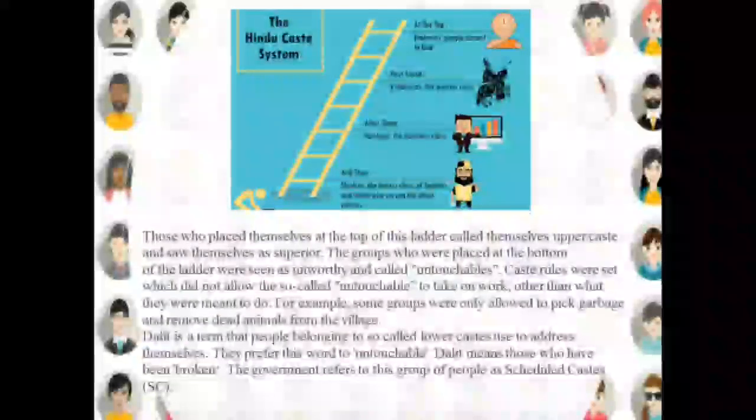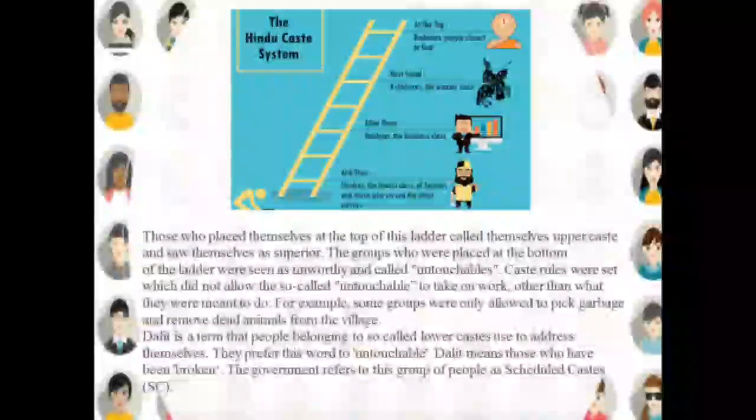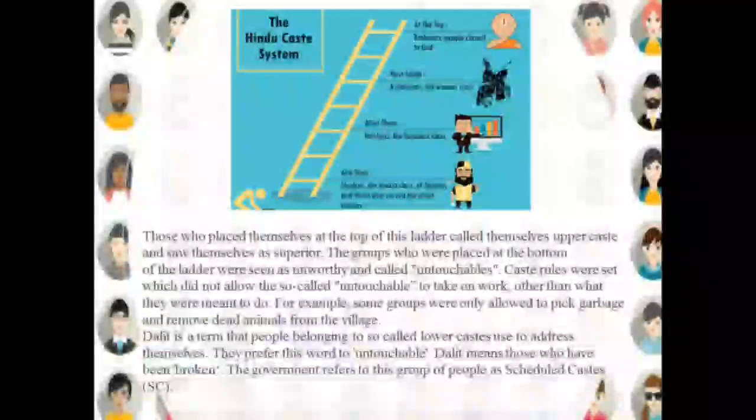Dalit is a term that people belonging to the so-called lower caste use to address themselves. They prefer this word to untouchable. Dalit means those who have been broken. The government refers to this group of people as scheduled castes or SC.